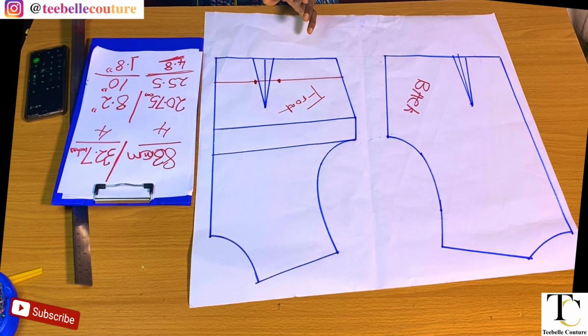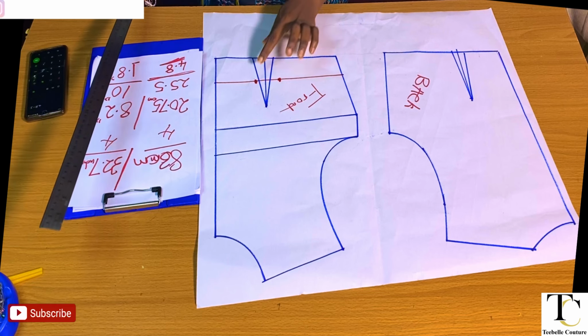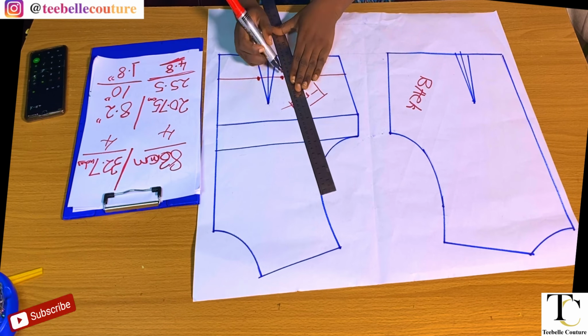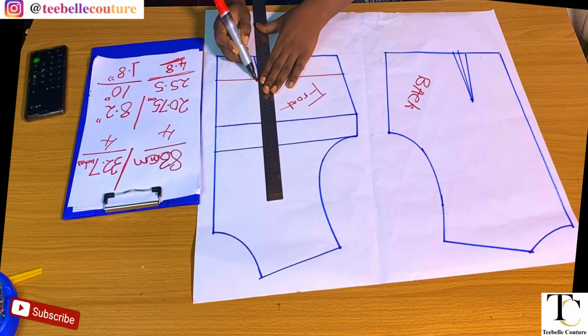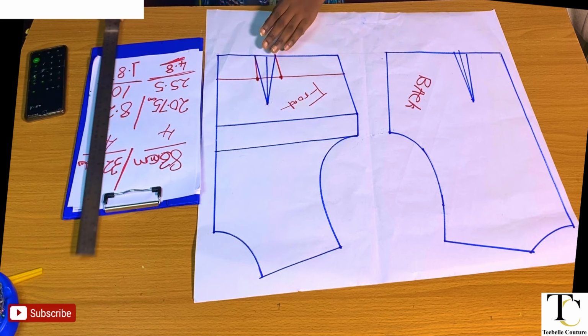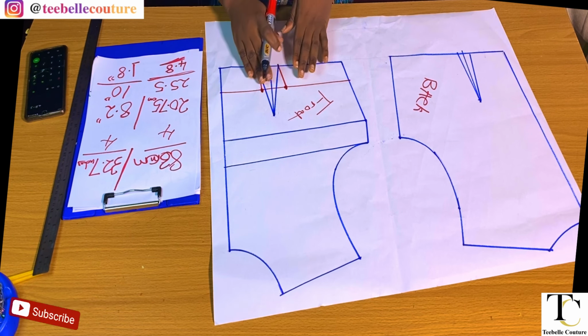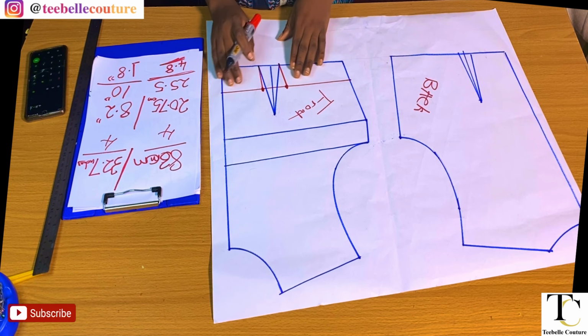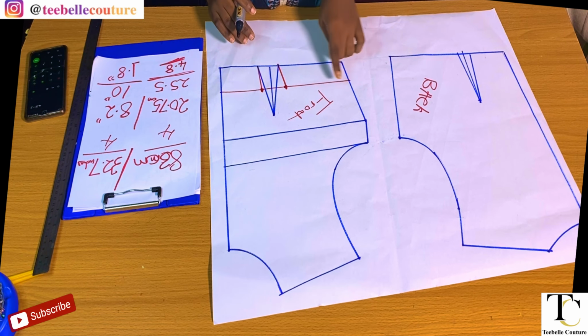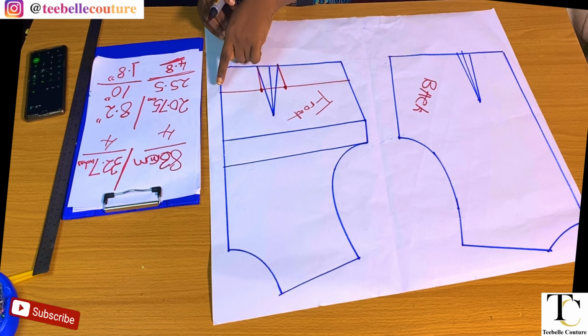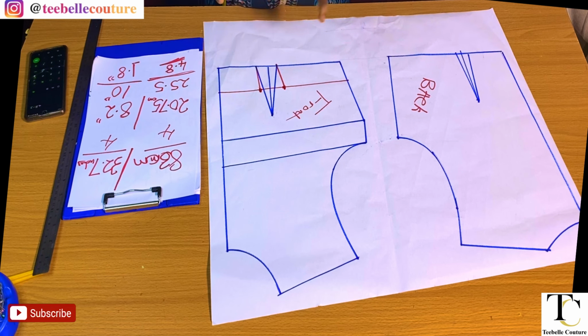Then the next thing I'll do is to connect it to the dart leg at the waistline. I will connect both sides to the dart leg at the waistline. After this, I am done with my underbust tightening. I've taken the excesses at the underbust out.